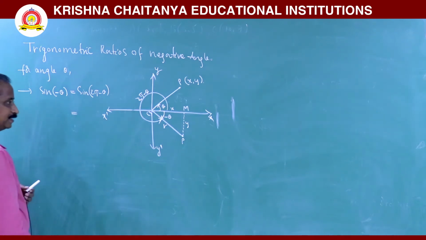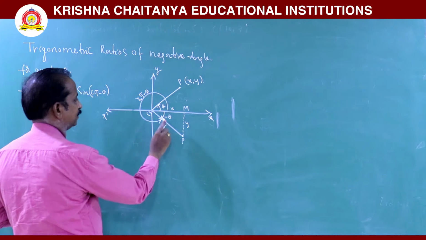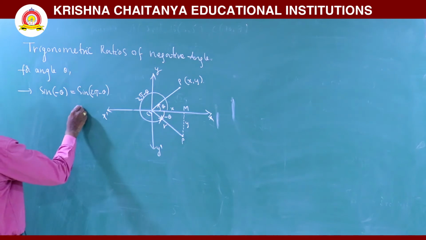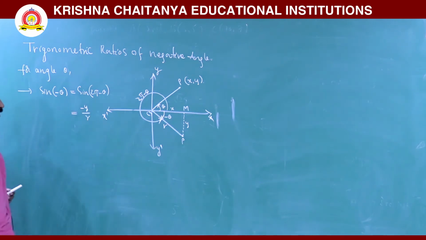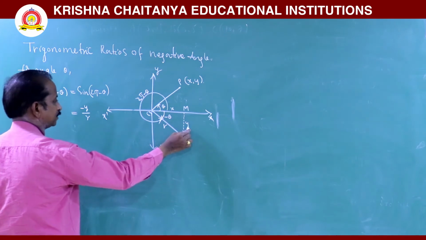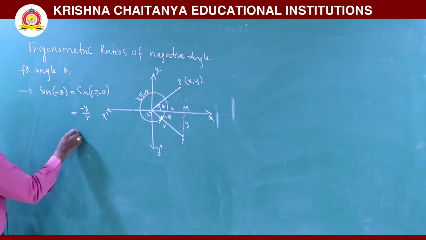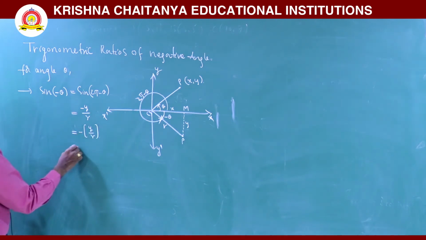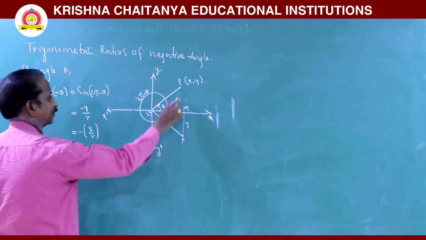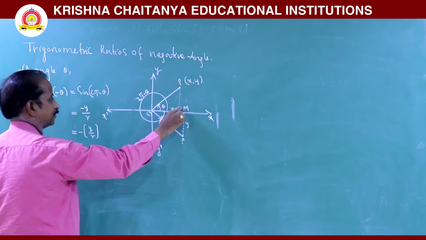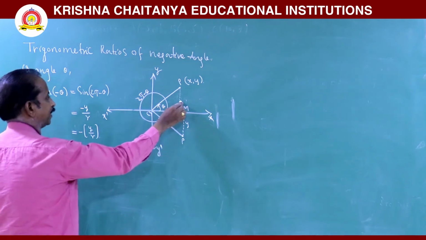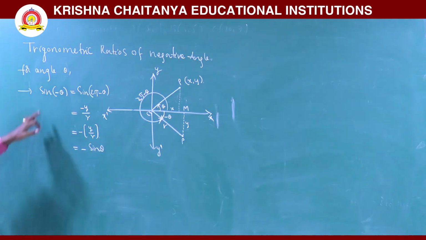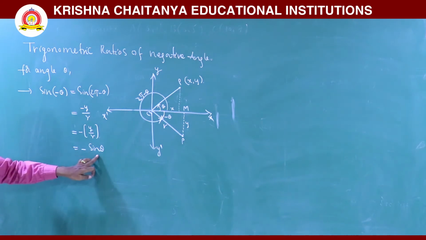Sine of 2 pi minus theta means opposite side divided by hypotenuse, means minus y by r. Reason, y should be negative, because it lies in fourth quadrant. We can write minus of y by r. But y by r from this right angle triangle is nothing but sine theta. So keep in your mind, sine minus theta is nothing but minus sine theta.